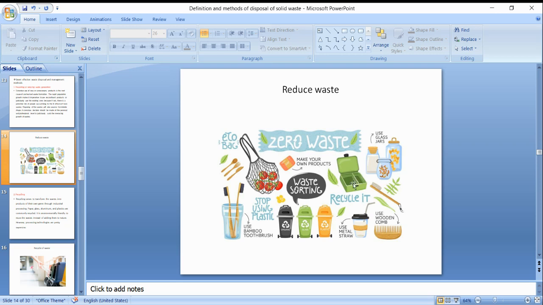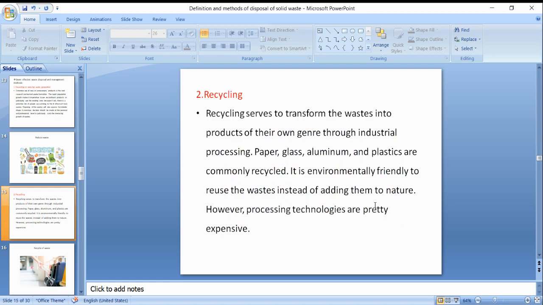Instead of going outside, we can make our own products, house-made products, by ourselves. By that only we can achieve zero waste. By using all the used items, we can reuse all of those. So that is about reducing waste from the very start.